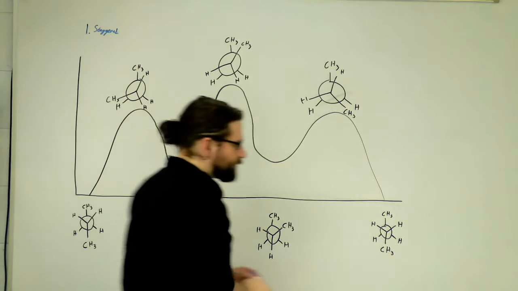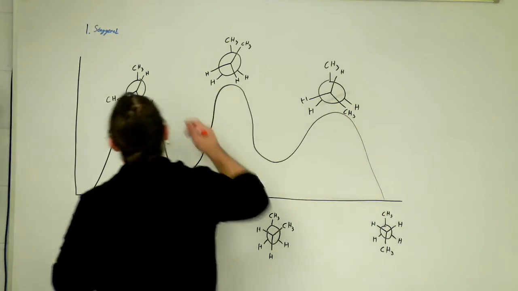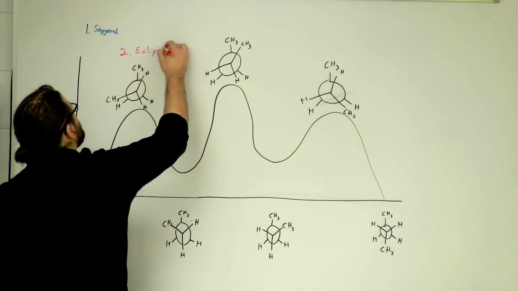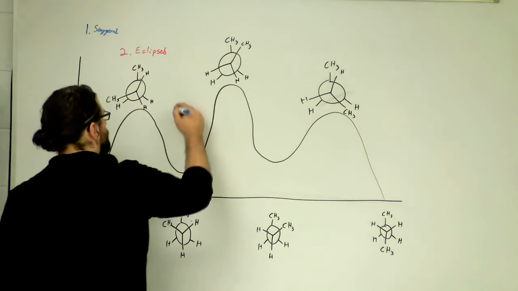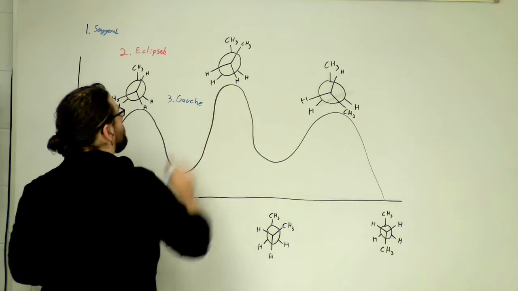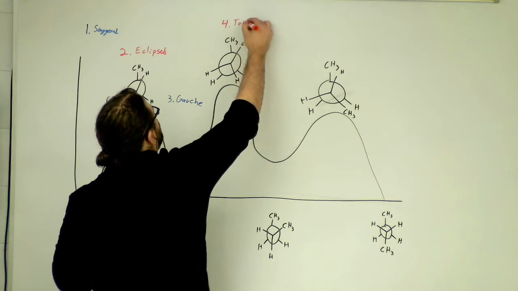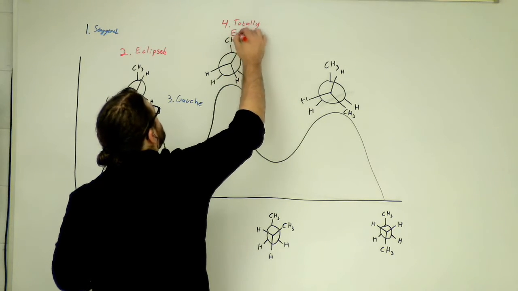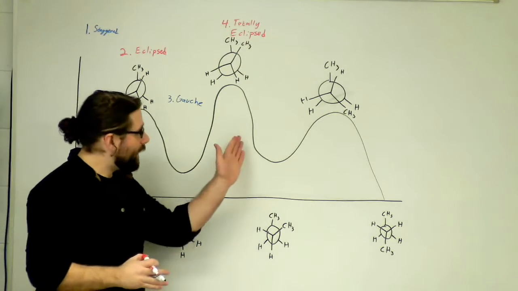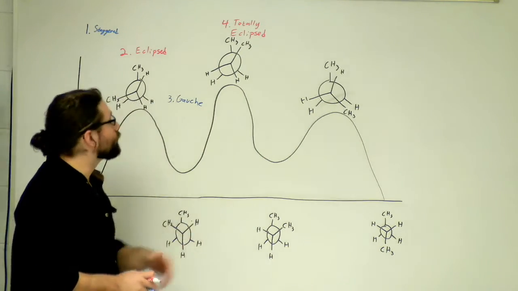Then number 2, let's use red for our high energy. It'll help us keep track of it. Number 2, this is eclipsed. Number 3, this guy right here, is Gauche. Number 4 is total eclipse. So after that, we go back to Gauche, eclipse, staggered, and repeat the whole process over.